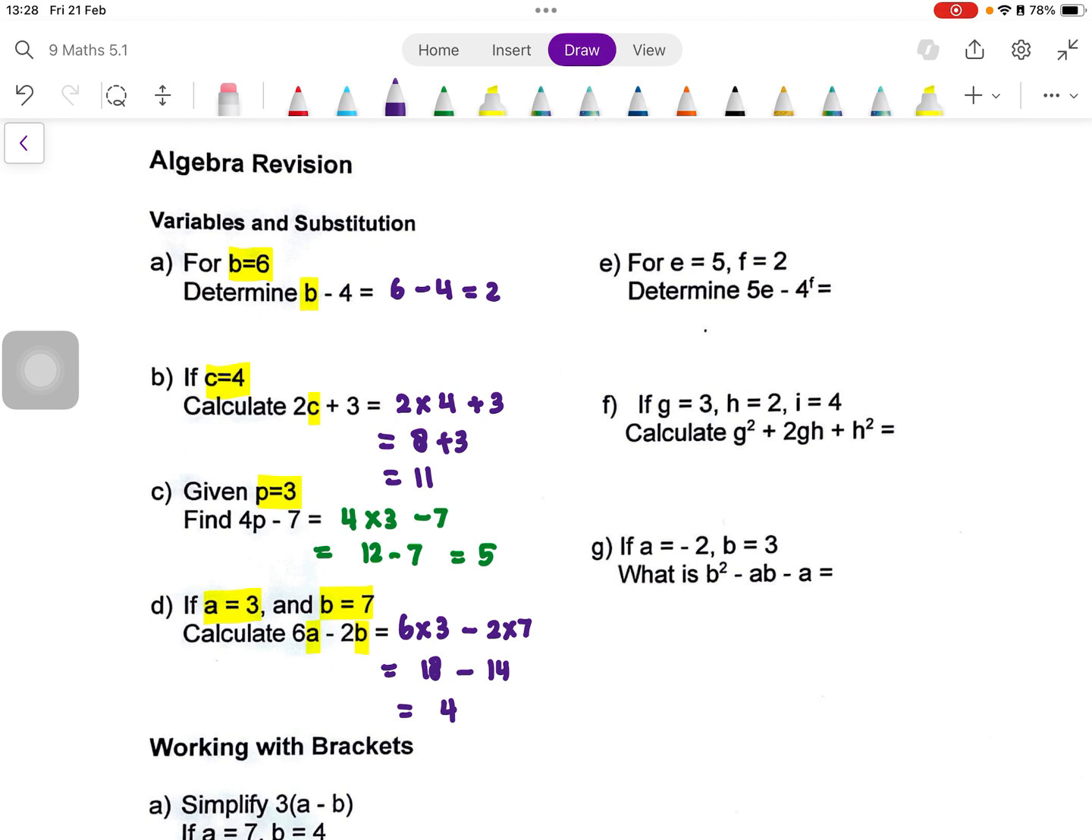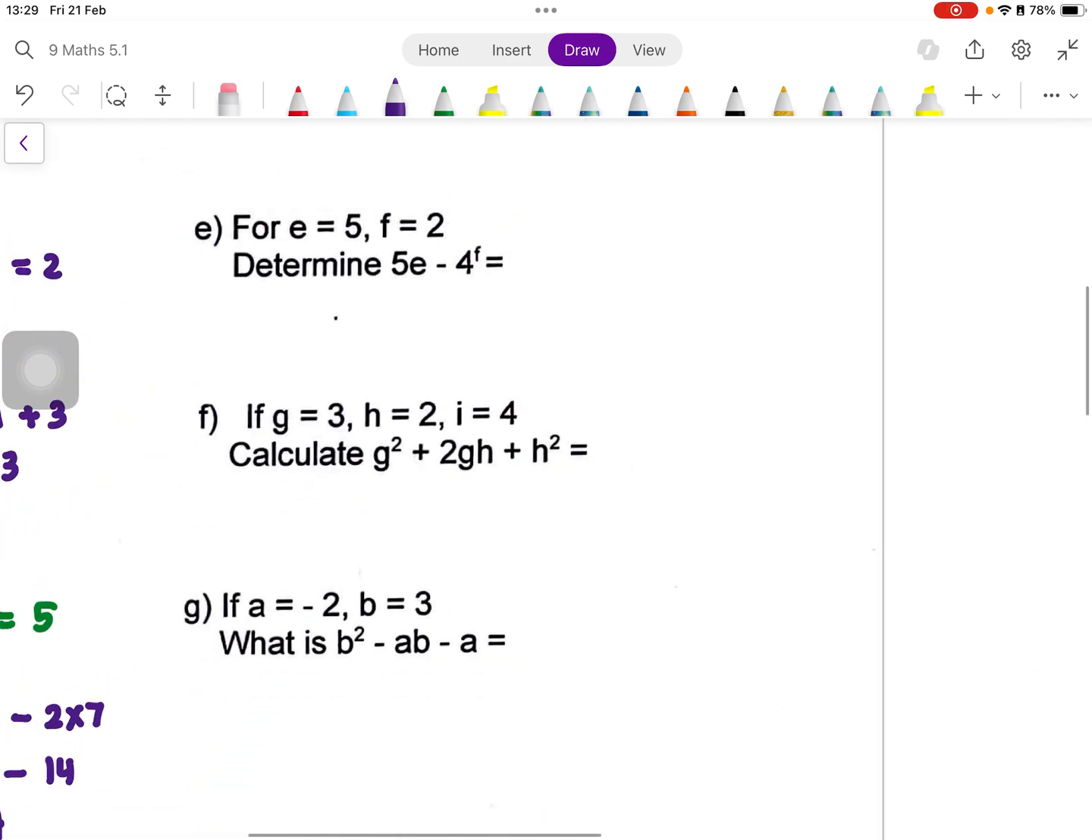Next, let's continue to question part E. Remember, you can pause the video anytime, giving you some time to write down notes in your own booklet. All right, question part E. For E is equal to 5 and then F equals 2. We are supposed to find 5E minus 4 to the power of F.